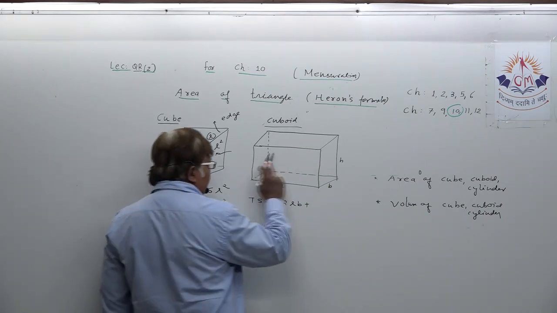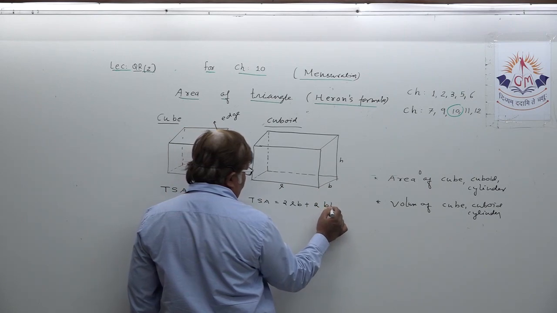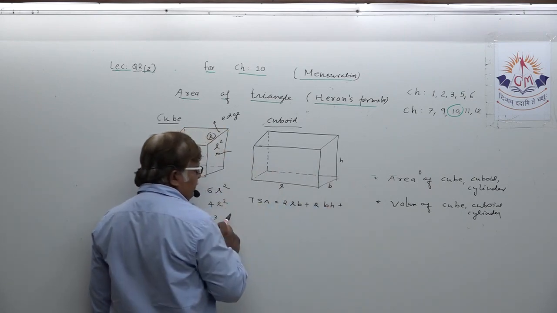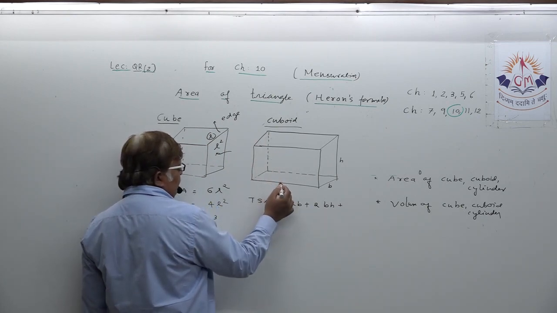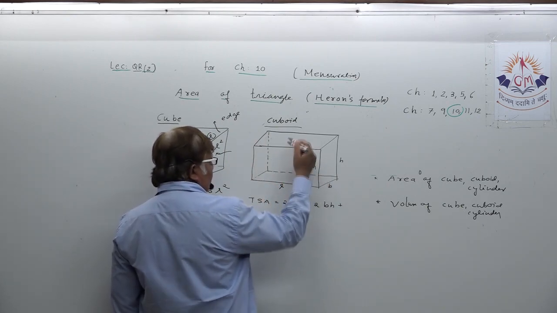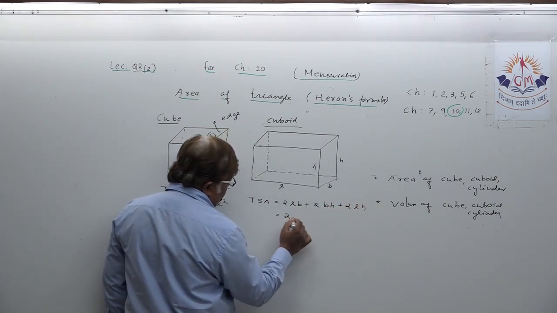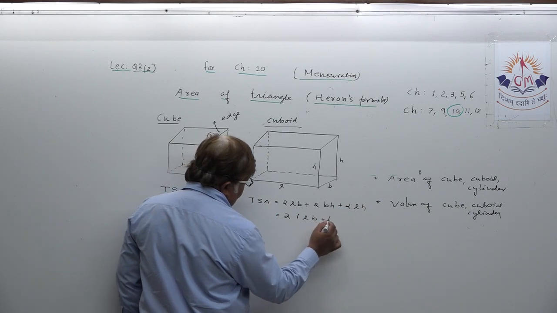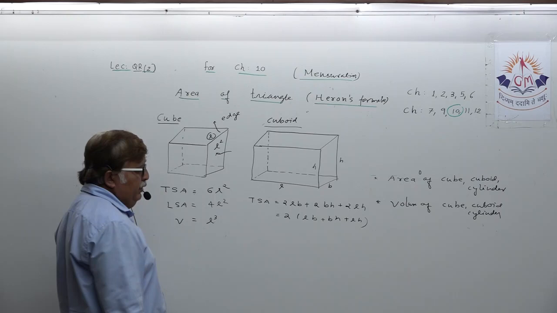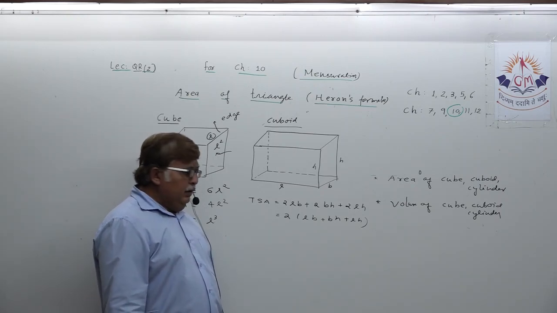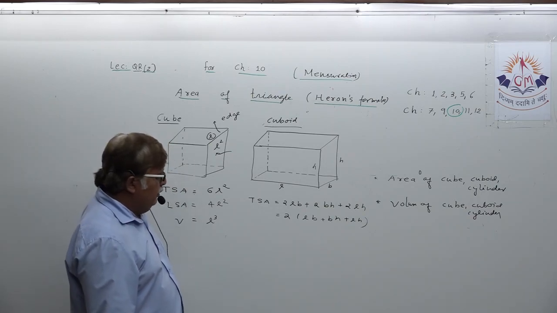Now if I target the side way, H into B, but 2 times H into B, because two sides. Now if you target the front, the front means L into H. So back is also L into H, 2L into H. Take out 2 common: 2 into bracket LB plus BH plus LH. Now you just have to put the values. Understand, and you are able to find the answer quite easily, right?